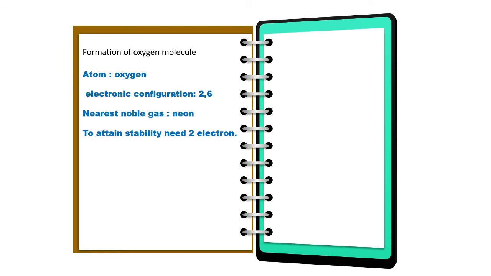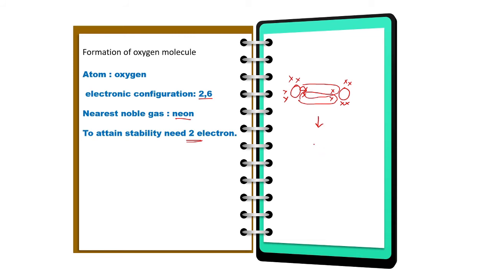Here the combining atom is oxygen, whose electronic configuration is given as 2, 6, and the nearest noble gas will be neon because it has a tendency to accept 2 electrons to attain stability. So the two combining oxygen atoms have 6 valence electrons each. Each oxygen atom contributes 2 electrons to have two shared pairs of electrons. See, the first pair and the second pair.